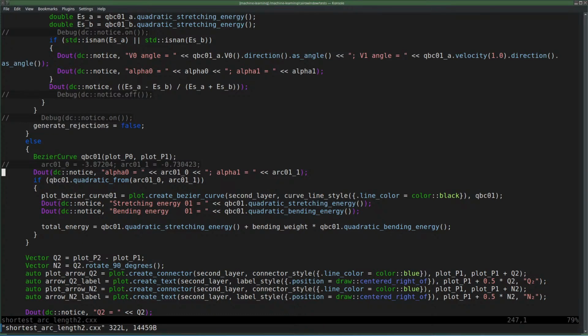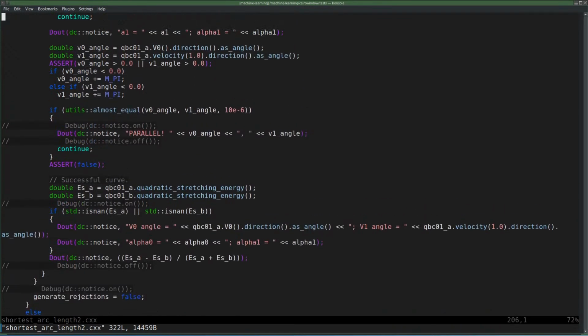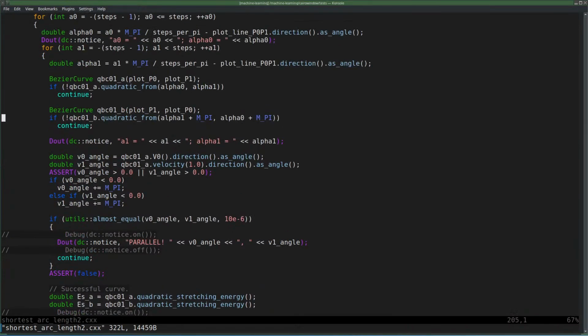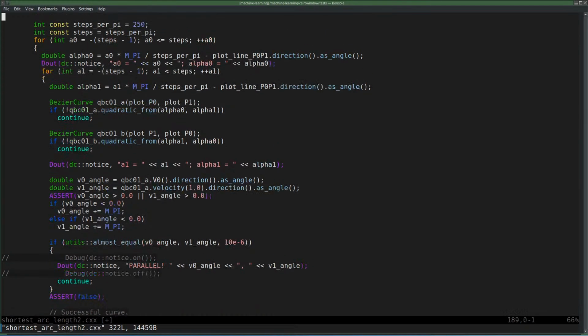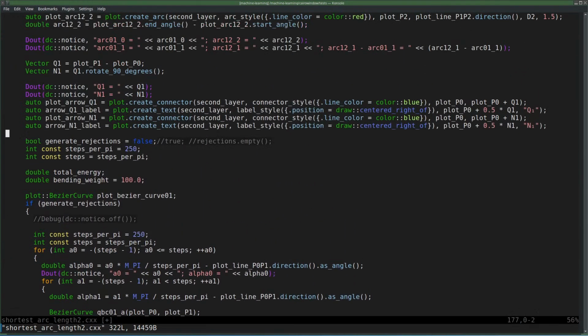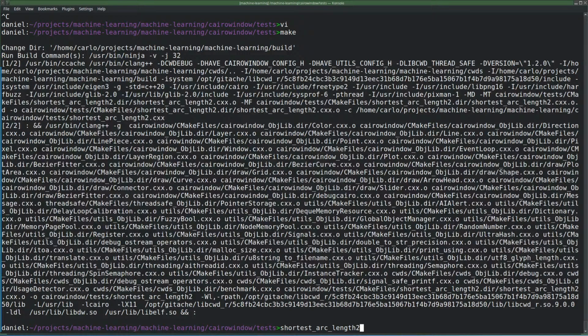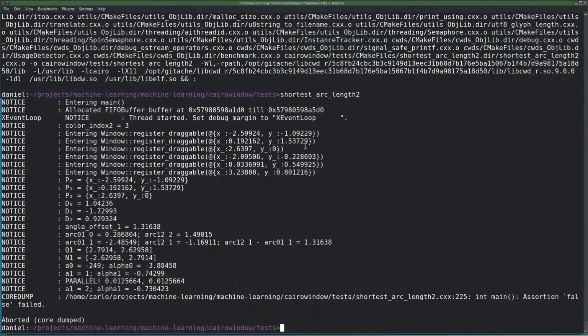Now we understand. That means the mistake here is that I should not use plus m pi. Just swap the two angles. Now I hope you assert, right? Yep, assertion.